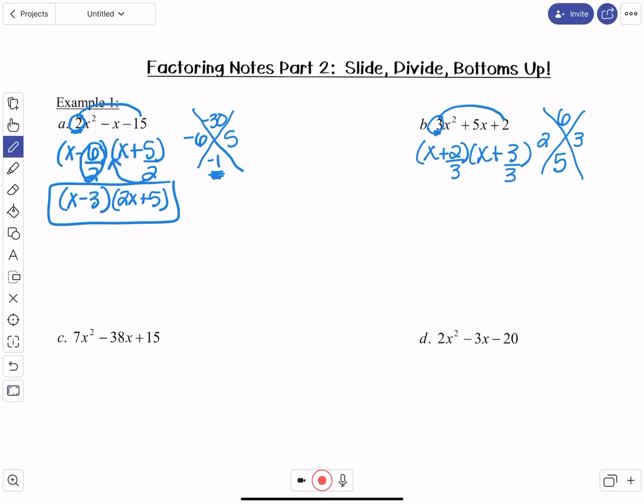2 divided by 3, our first fraction, can't be reduced. So you do bottoms up: 3x plus 2. Now 3 over 3 reduces to a 1. So we get x plus 1. And that's our answer.